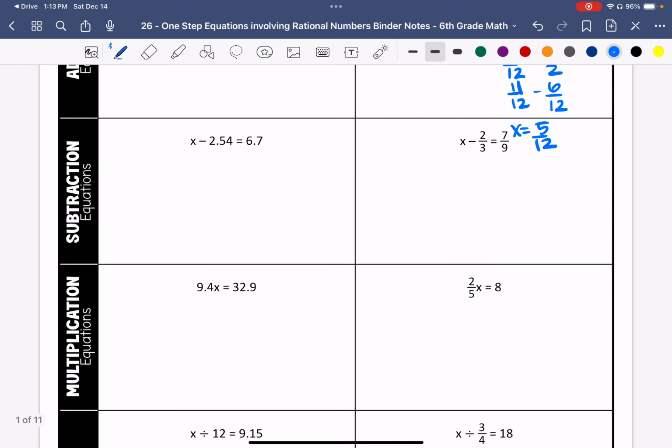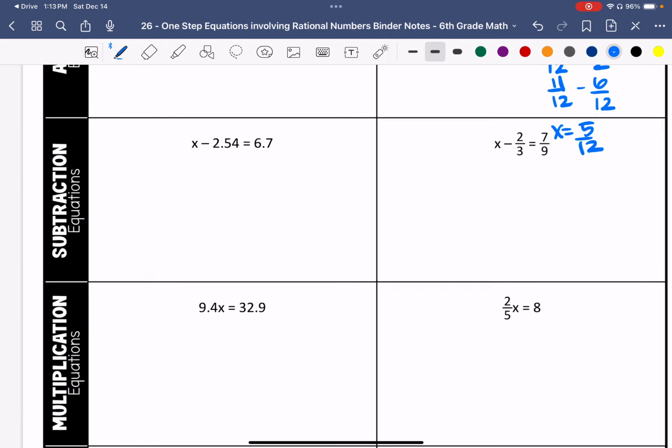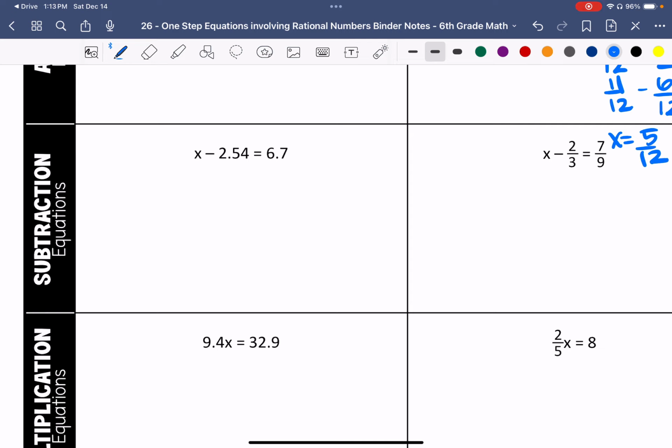All right, so let's go to the subtracting equations. When you add or subtract any problems with decimals, you definitely need to line up decimals. What I see most kids want to do is line up numbers. We don't line up numbers. We line up decimals. So this was minus 2.54. So the inverse would be plus 2.54.